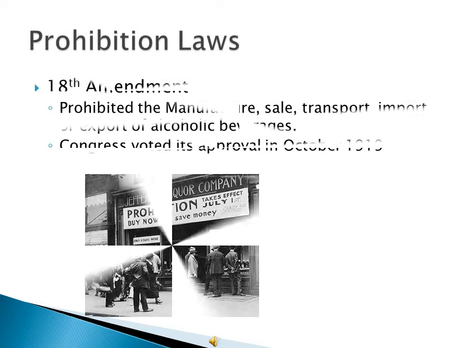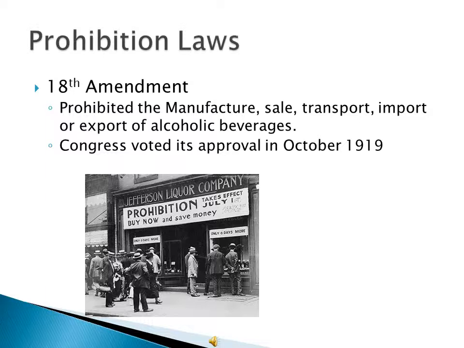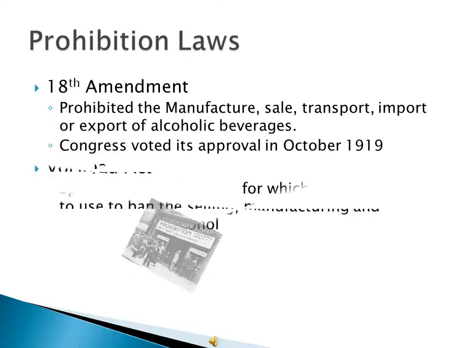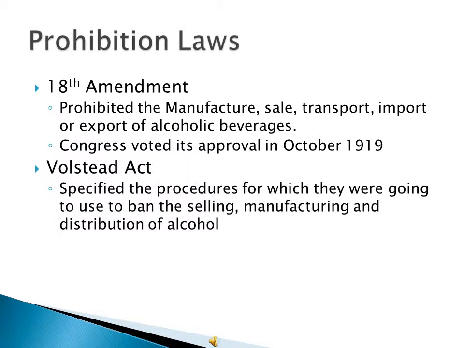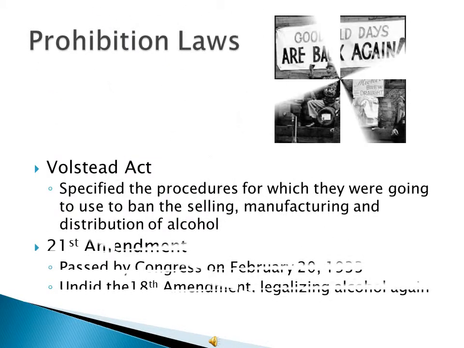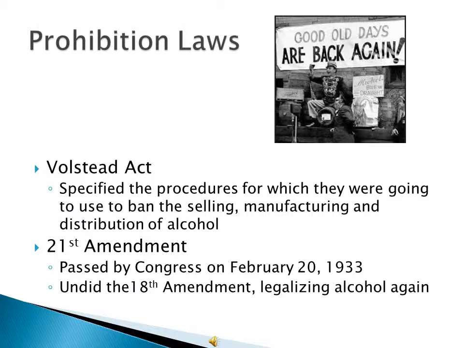There were three major prohibition laws. The 18th Amendment, enacted in 1919, prohibited the manufacture, sale, transport, import or export of alcoholic beverages. The Volstead Act specified what alcohol was and how the federal government was to go about enforcing the 18th Amendment. Finally, the last important law of the Prohibition time period was the 21st Amendment. Passed by Congress in 1933, 14 years after the 18th Amendment, it undid the 18th Amendment, therefore legalizing alcohol again.